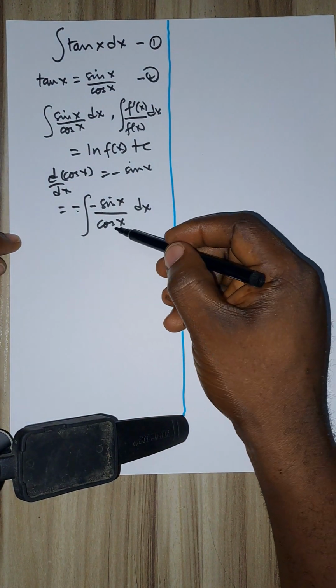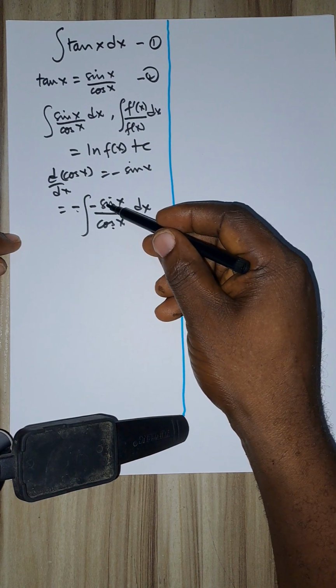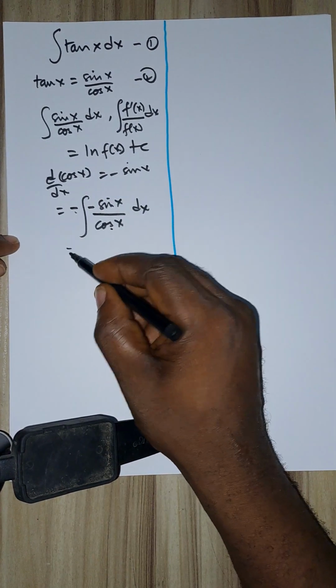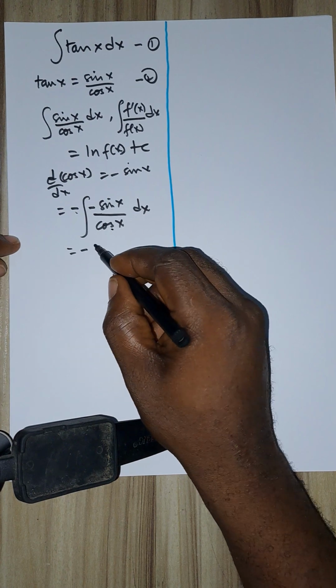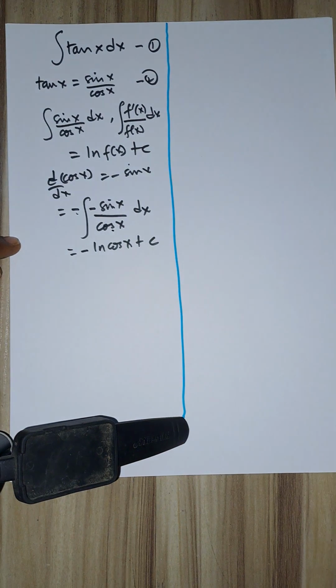But now, if you differentiate cosine x, we have negative sine x, and so this will be negative log of cosine x plus a constant of integration.